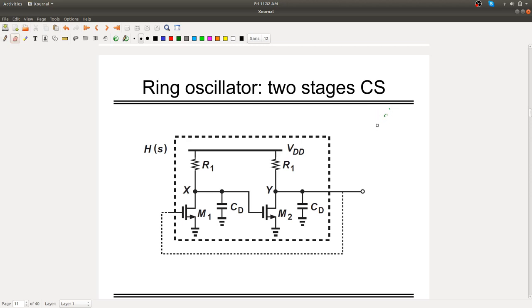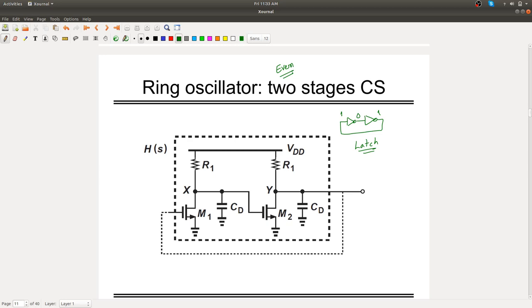But the most important thing you have to see, every common source amplifier is actually an inverter. Will it oscillate? If this is 1, this is 0, this is 1, this is 1, this is 0. It doesn't matter whether it's the Barkhausen criteria or not. This will never oscillate because it's a latch. It will latch whatever you have given to it. So while designing a ring oscillator, remember, an even number of stages will never help you get oscillation.